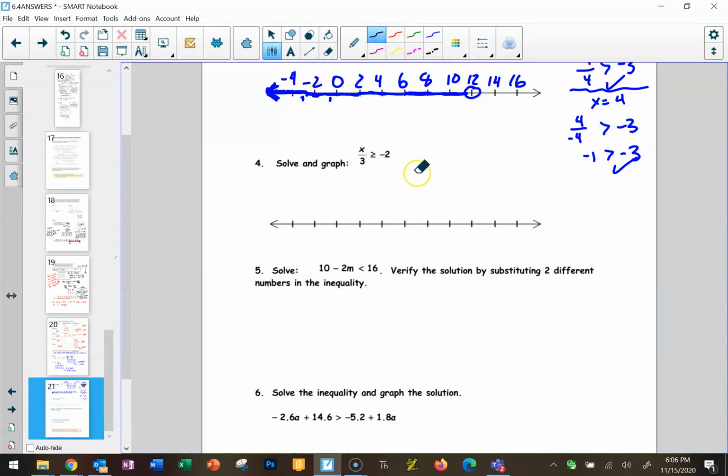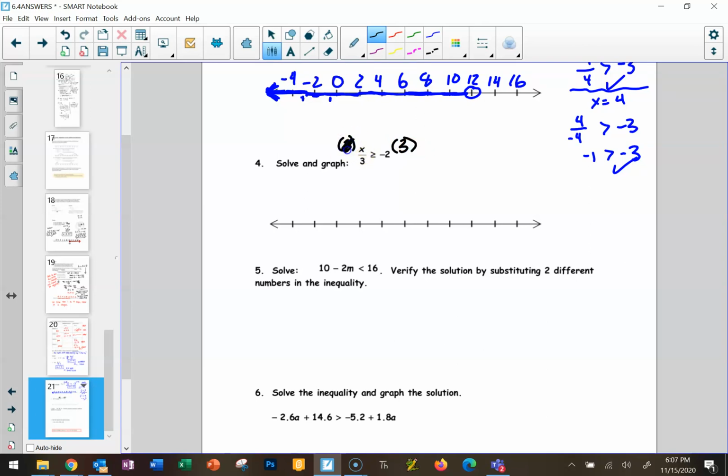Okay, x over 3 greater than or equal to -2. Let's see here. I'll make sure I flip the sign there. Okay, good. We've got a positive 3 in the denominator, so it's division. A fraction's division. So if we're going to get rid of that 3 in the denominator, we've got to multiply both sides by 3. Multiplication is the inverse operation of division.